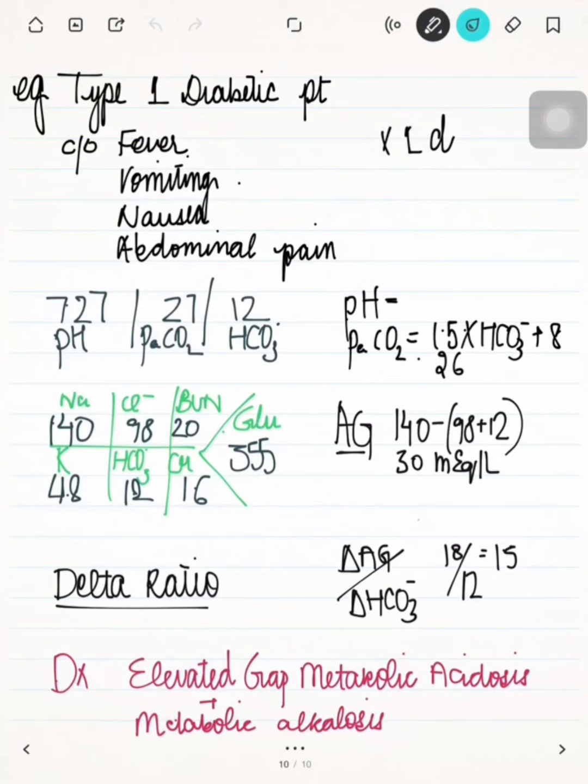So now we take up a clinical problem. There was a type 1 diabetic patient. He came to the emergency with complaints of fever, vomiting, nausea, and abdominal pain since one day. This looks like a case scenario of diabetic ketoacidosis, and we have learned that in diabetic ketoacidosis the delta ratio is 1. There is high anion gap acidosis. Till now we have learned this.